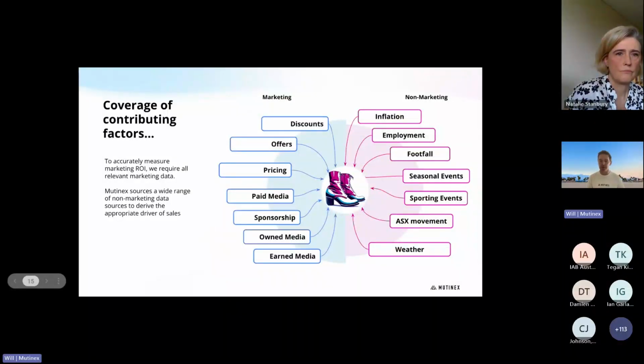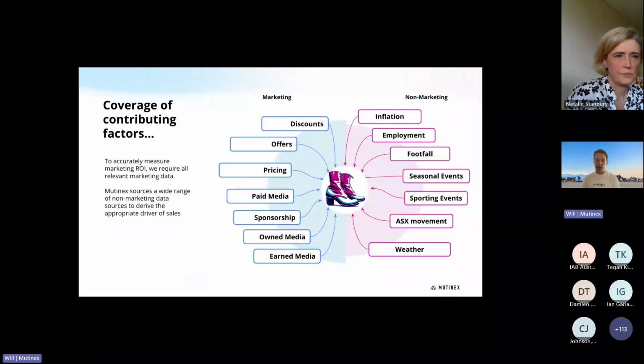So there's so many things to consider, and it's not always about trying to put in absolutely as much as possible. So for any industry or advertiser, you want to be looking at what the most important things to be considering are. So it's often extremely important to be thinking about the discountings that they run, any offers they have in market, their pricing, and how competitive their pricing is against their competitors. Obviously, we want to be looking at their paid media, their sponsorship, owned and earned where relevant, and bringing all that information in. That's going to give us a really good picture of how their overall marketing activity is performing.